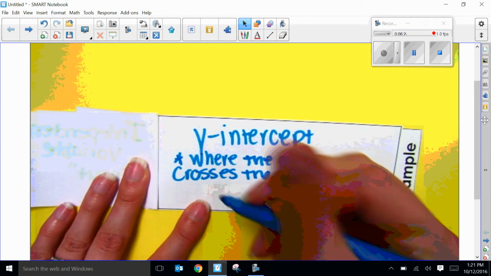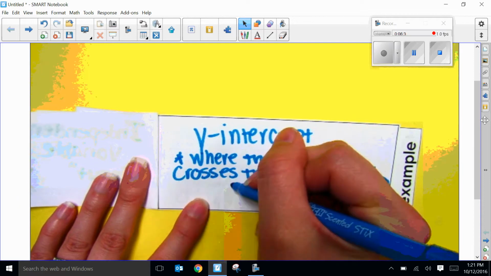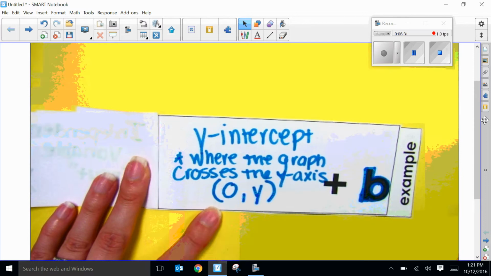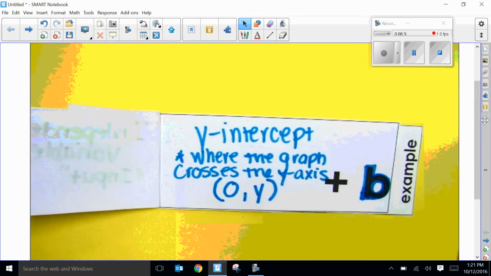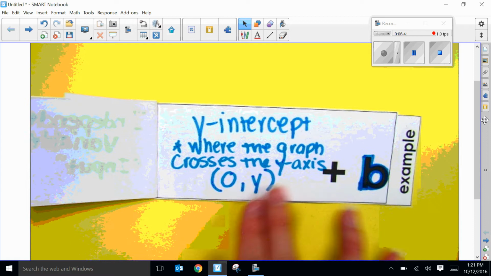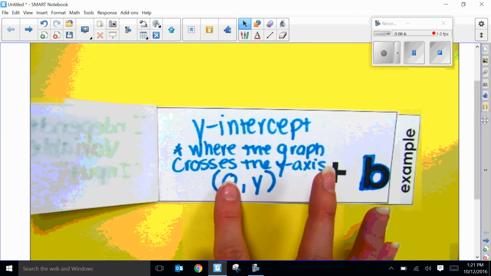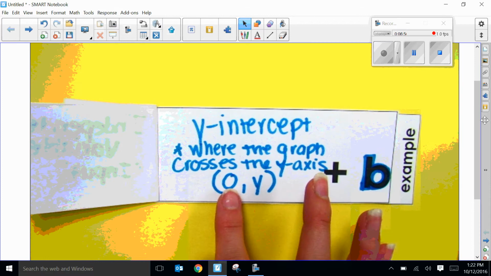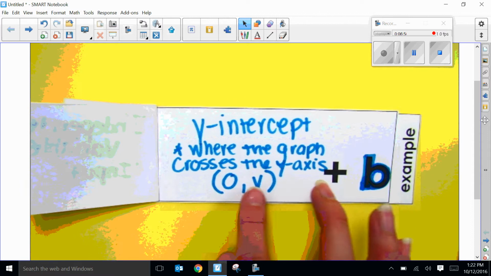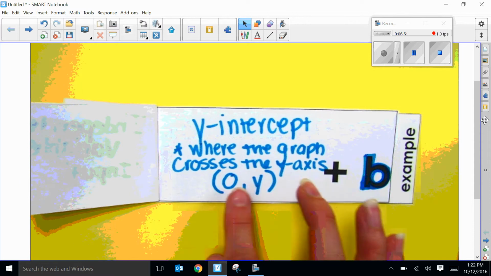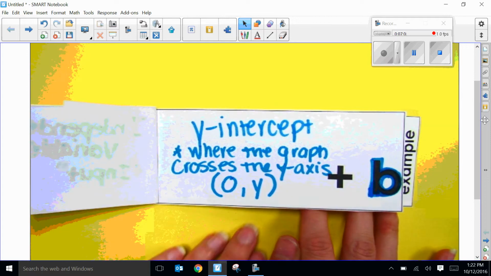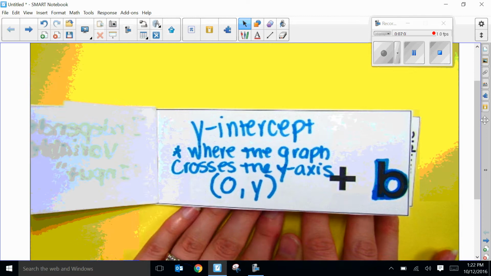And at my y-intercept, my x value is always 0. So I'll have 0 and then I'll have a y value. That's what you'll always see for your y-intercept. This is also why we call it our starting point, because when x is 0, right where the x- and y-axis cross each other, my y has a value, but my x is at 0. So that's why we call it the starting point or the beginning. Those are just keywords to help us remember what the y-intercept is.